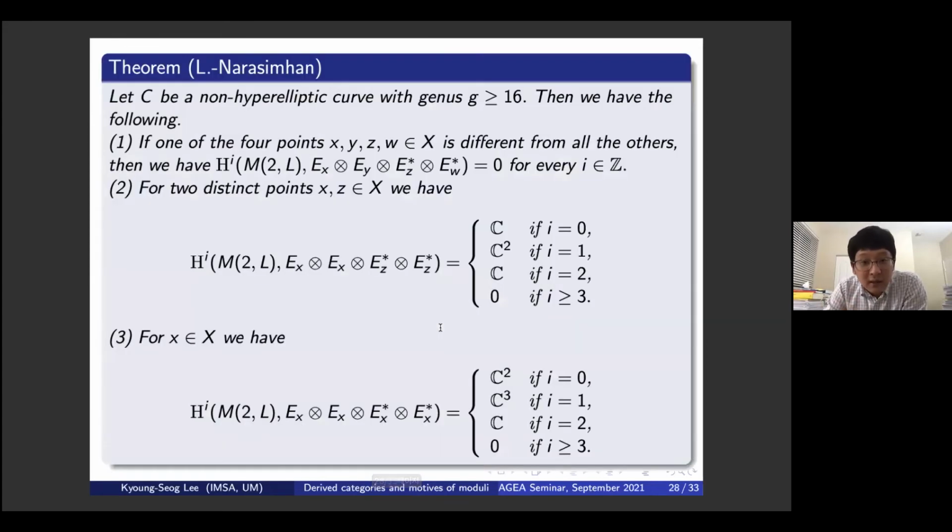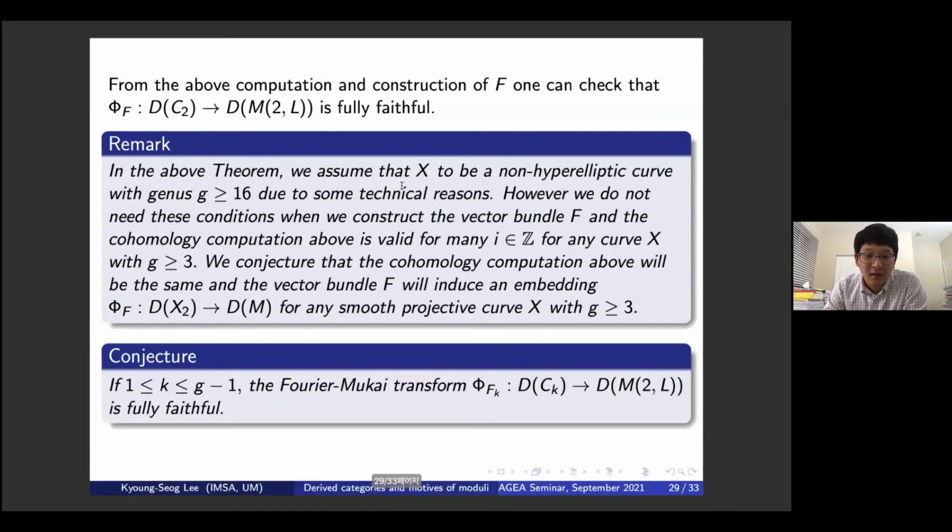Narasimha and I proved that when C is a curve satisfying our assumption, then we can explicitly compute the cohomology. As we discussed, in order to prove a certain embedding, the essential part is to compute this cohomology group, and we actually prove this cohomology using the Hecke correspondence. So we prove this result. And we conjecture that the other functors will also give fully faithful embeddings.